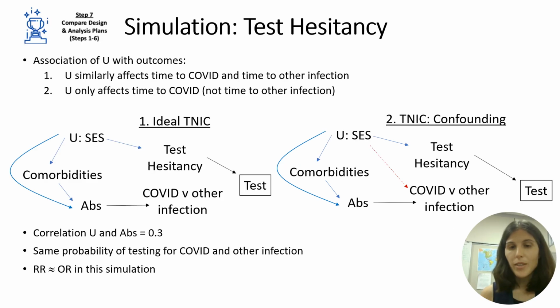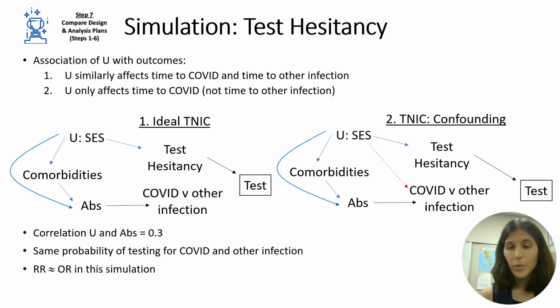I'm going to show you a simple simulation to really get at how this test hesitancy will impact bias in these two different designs. So we have this U variable here representing unmeasured things like socioeconomic status. And in the first simulation, U similarly affects time to COVID and time to other infections. Whereas in the second simulation, U only affects time to COVID, but not time to other infections at all. So that's a pretty extreme example of unmeasured confounding in this case.